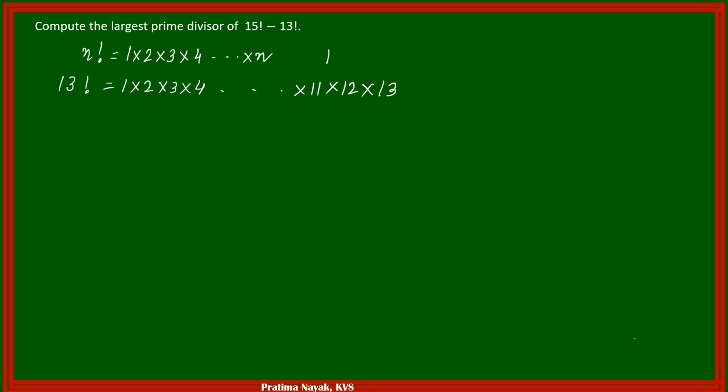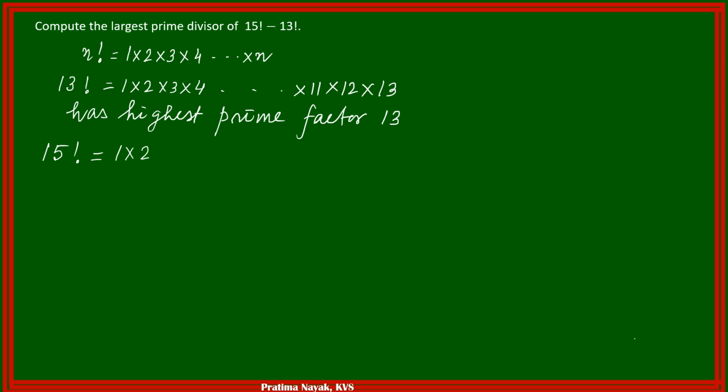It has the factor 3. The question is we have to find the largest prime factor of this. So 13 factorial has highest prime factor 13. But this is not the answer, because though 15 factorial has 13 as a common factor, it's not the highest. Why? Let us see.